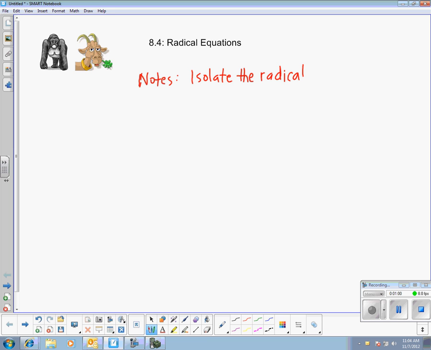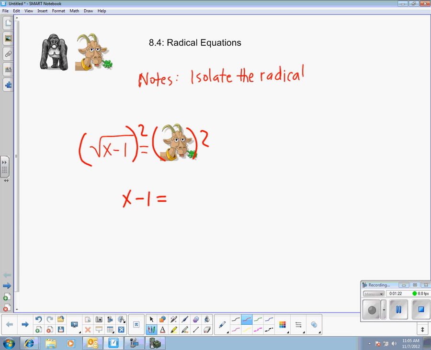And the reason, my friends, is because if you isolate a radical, it might just have an x under it, it might have an x minus 1 under it, or whatever. Whatever is on the other side of the equation, when you go to this next step, needs to get squared. So I square this, and x minus 1 equals goat squared. So x would equal goat squared plus 1. No big deal, right?